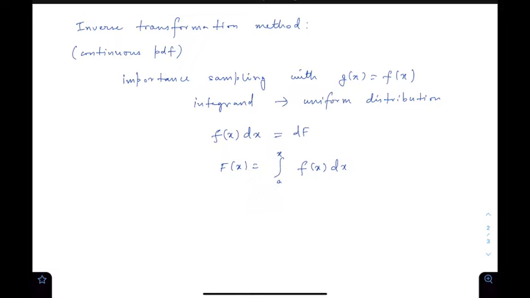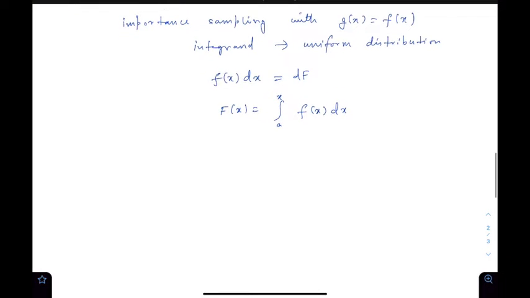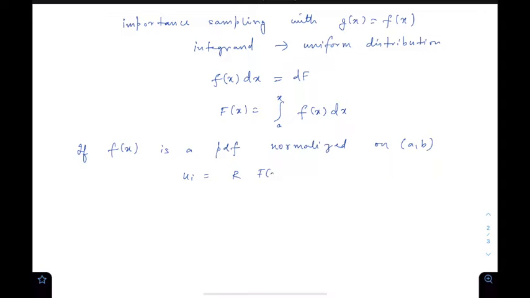So, if f(x) is a PDF normalized on a comma b, and u_i is a random variable picked from the interval F(a) to F(b), then we calculate the corresponding value of x. It's the F inverse of u_i, and these x_i's are then distributed as f(x).